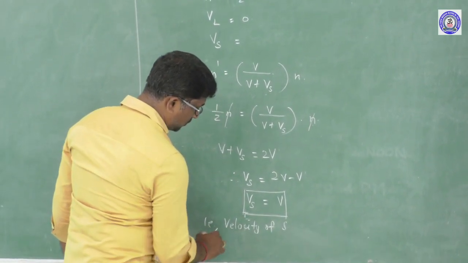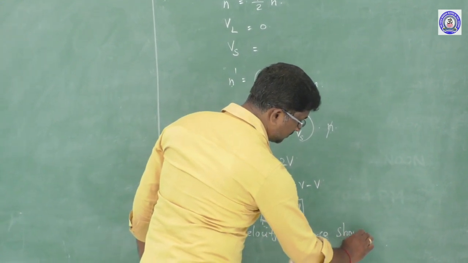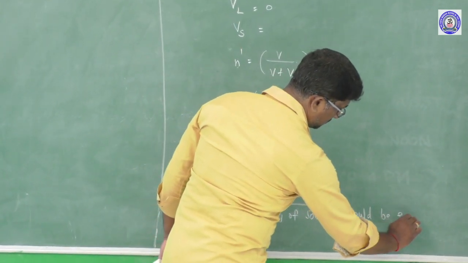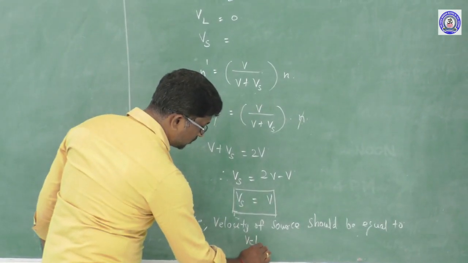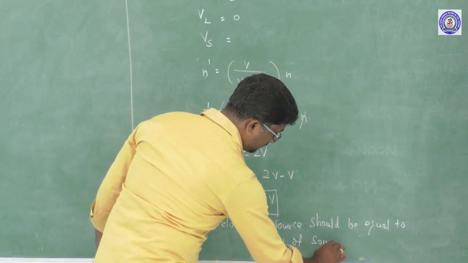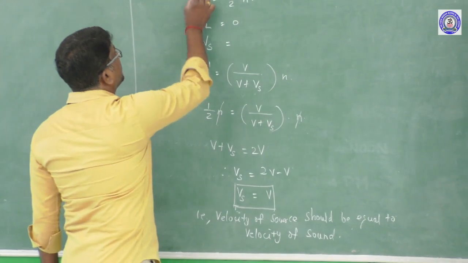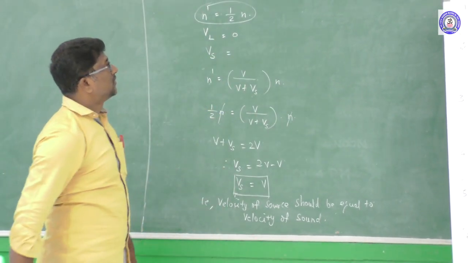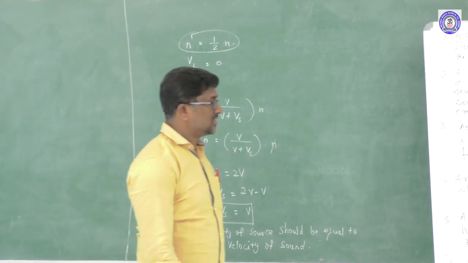The velocity of the source should be equal to the velocity of the sound. Right. Then only the apparent frequency becomes half of the actual frequency.